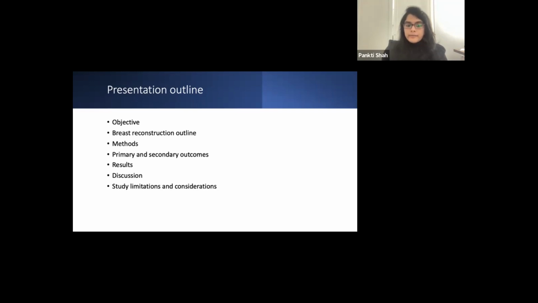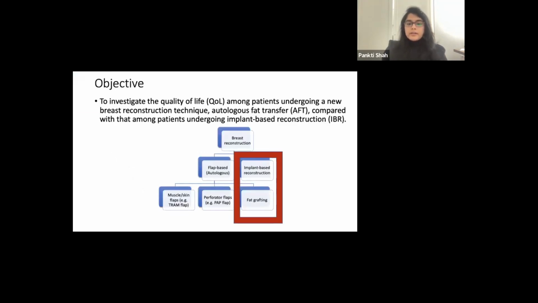So before we begin, let's start with the objective. In this clinical trial, we are going to compare the implant-based reconstruction with fat grafting and how it affects the quality of life among the patients undergoing a new breast reconstruction technique.